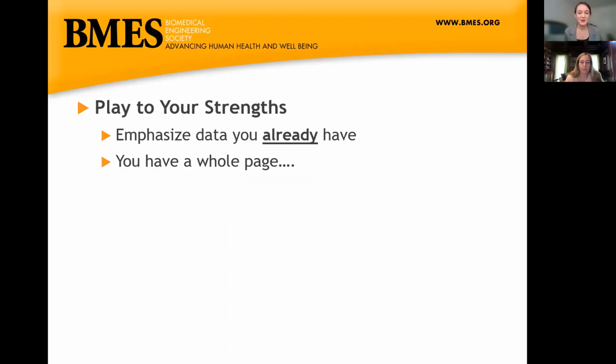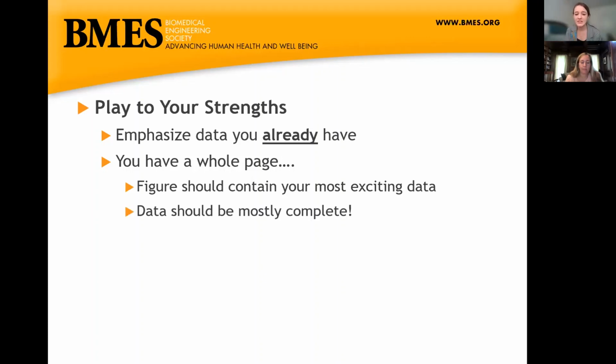When you're submitting to a conference, maybe for the first time, you want to make sure that you're playing to your strengths. And by that, I mean emphasize the data that you've already collected and use your whole page to tell the story. A figure is a super compelling component in your abstract, as that's where people tend to look first. It's this pretty figure, it draws the eye. So put your most exciting results there and on display.